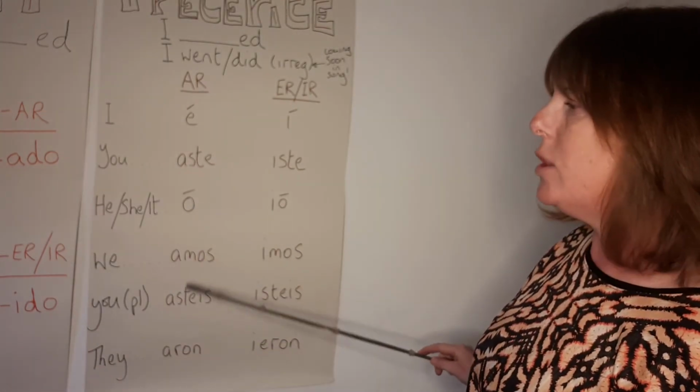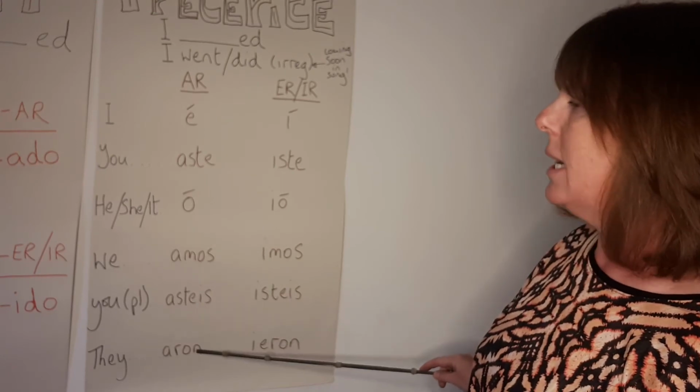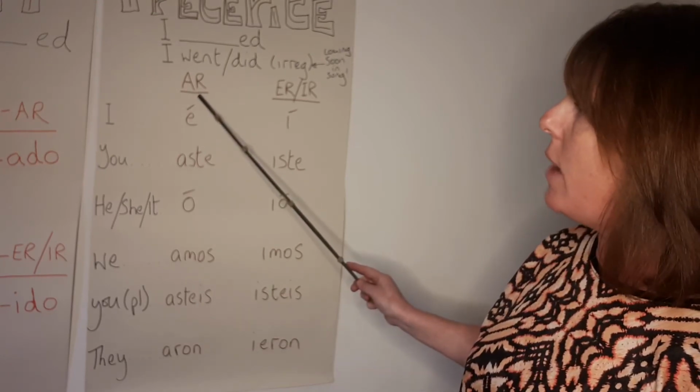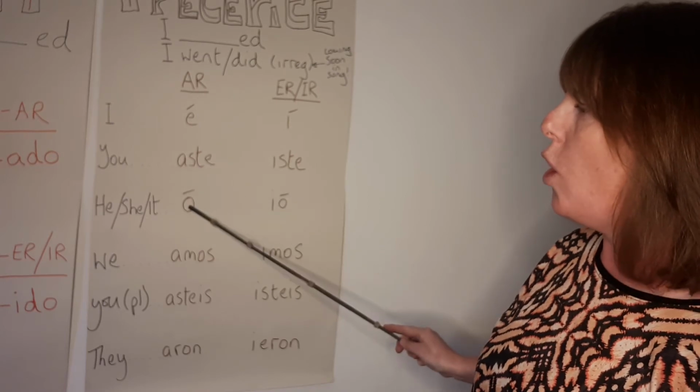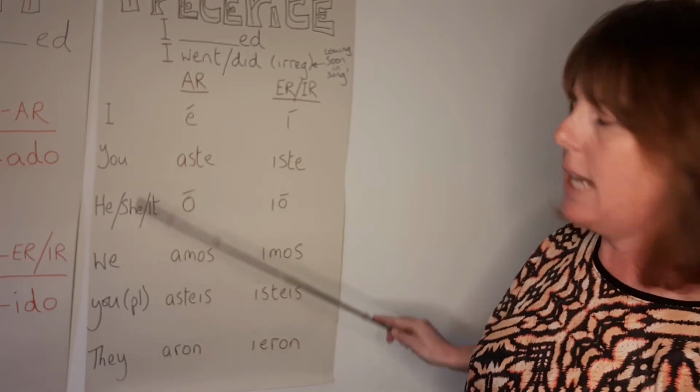Easteo, amos, astes, aron, nana. That's the AR endings. Easteo, amos, astes, aron, nana.